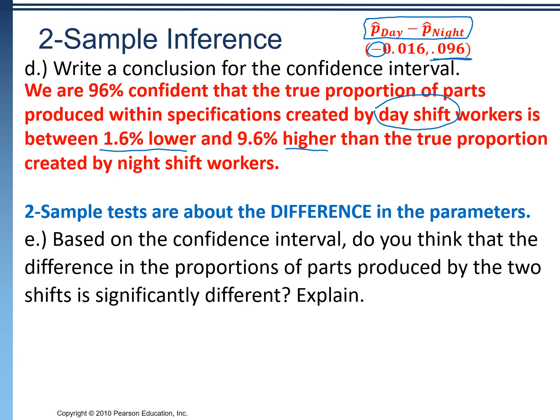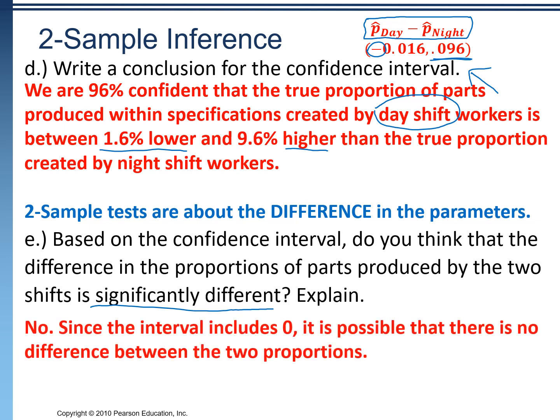Based on the confidence interval, do you think that the difference in the proportions is statistically significant or significantly different? For a question like this, we're looking to see: is 0 within this interval? And it is, which means that these are not significantly different. This is not a statistically significant difference.